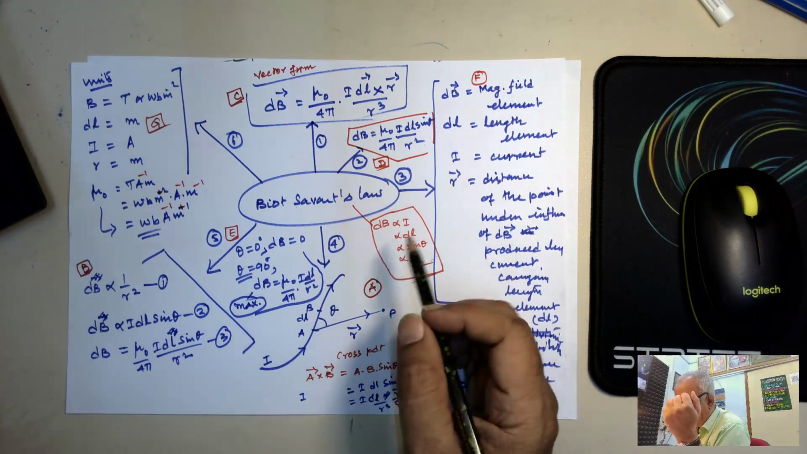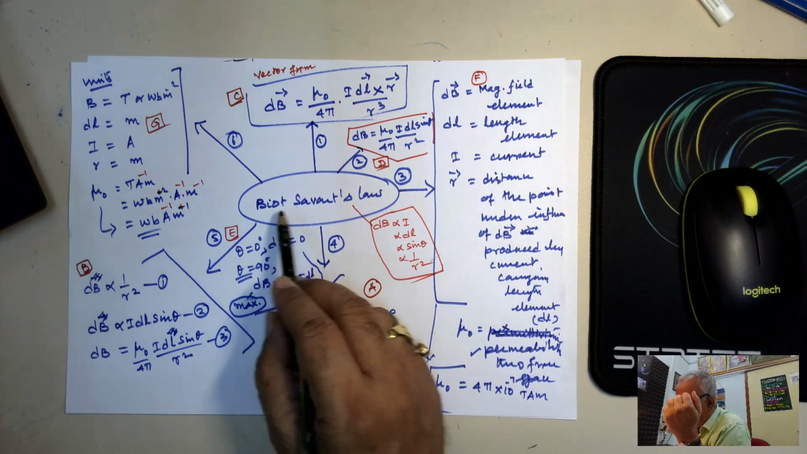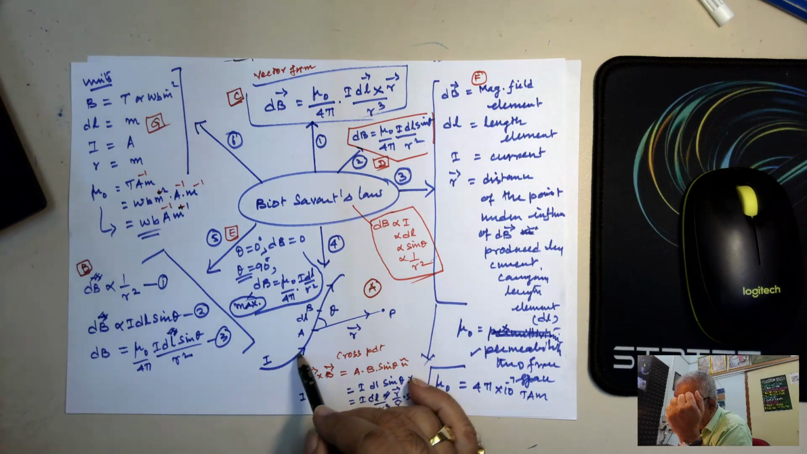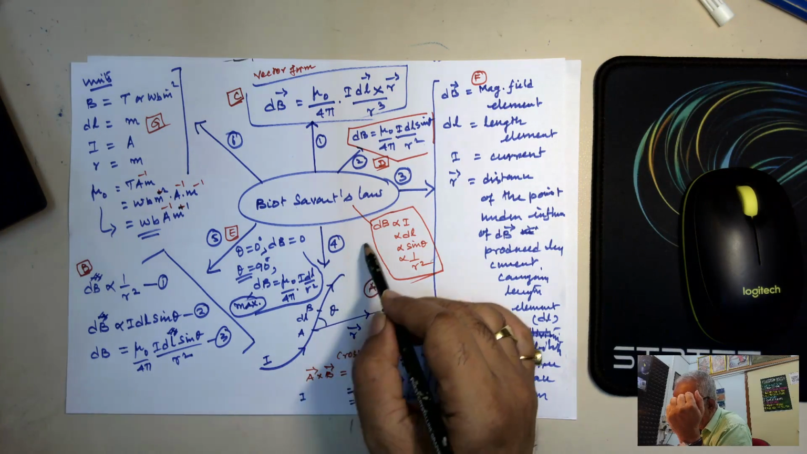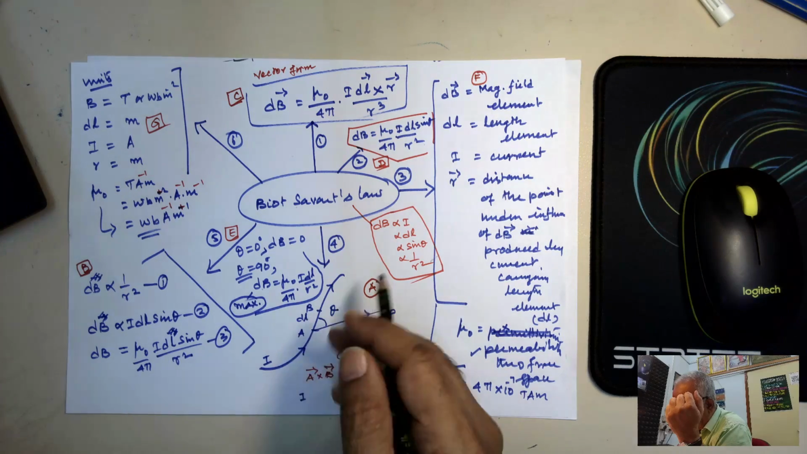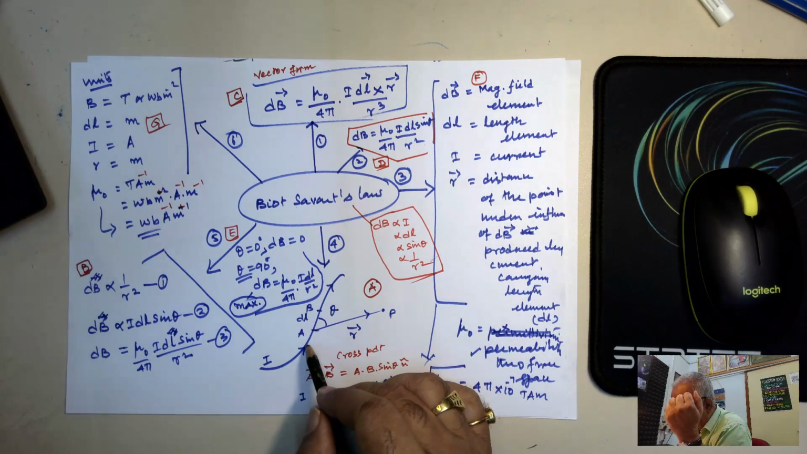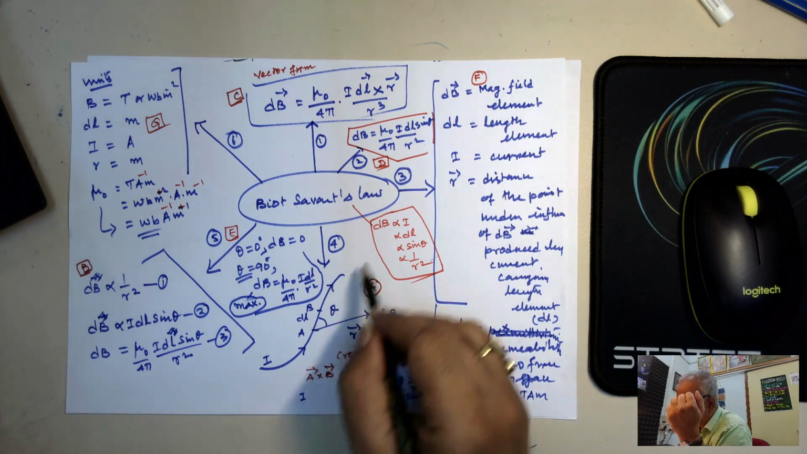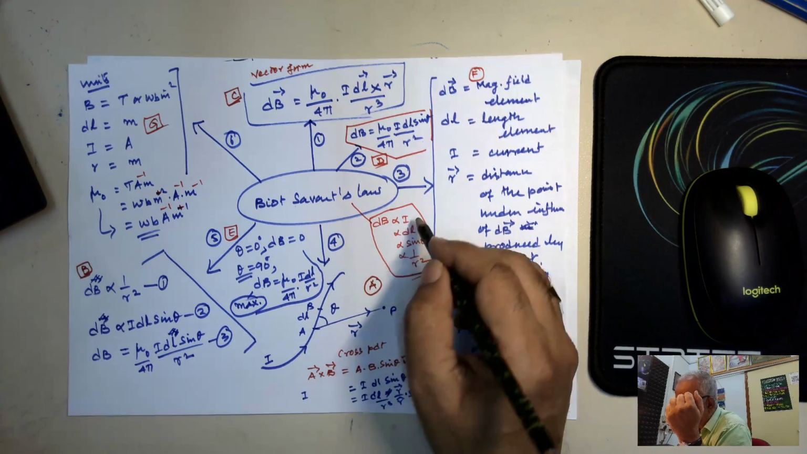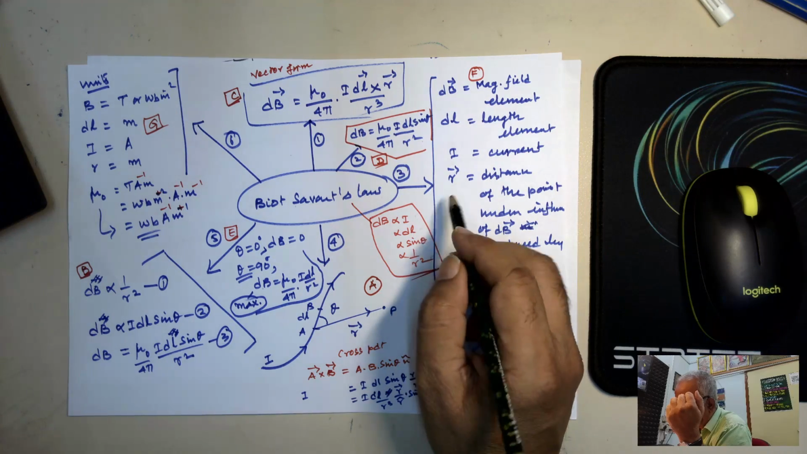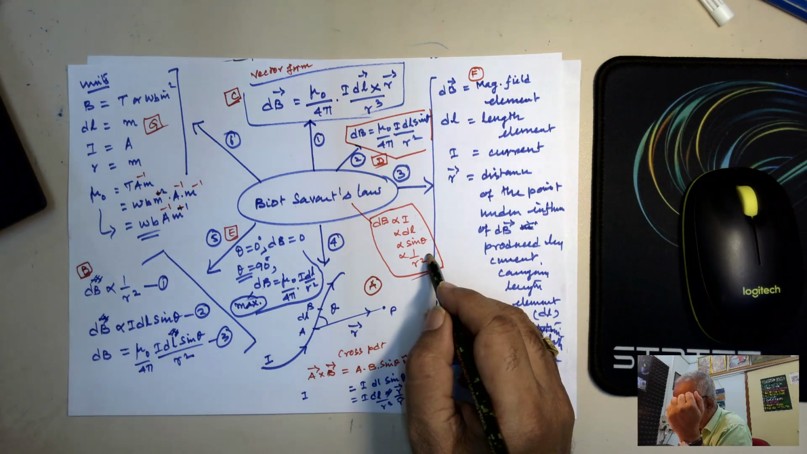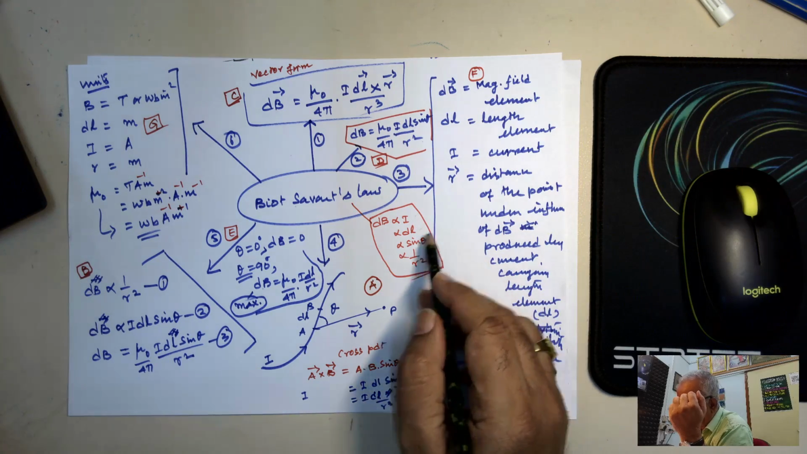Biot Savart's law. Biot Savart's law states that when a current is passed through a long straight conductor, there is a magnetic field, and this magnetic field produced by this current carrying conductor is proportional to the current, the length element, sine theta, and it is inversely proportional to r square.